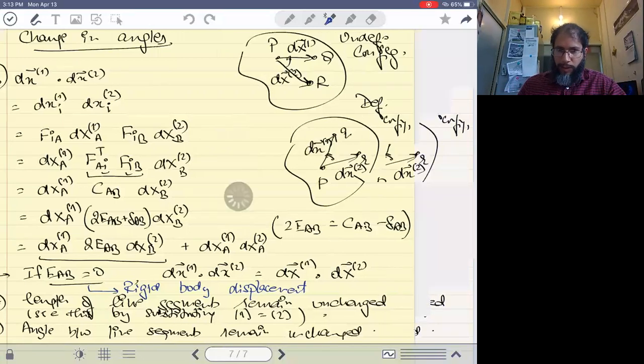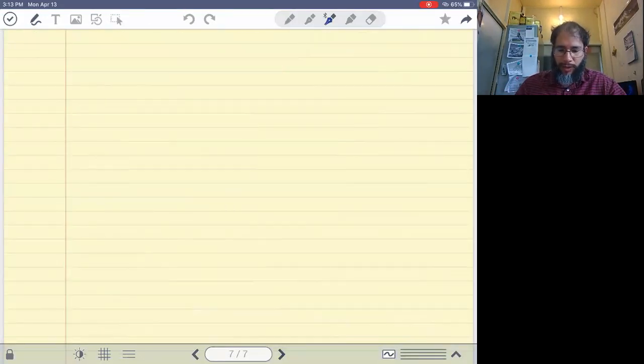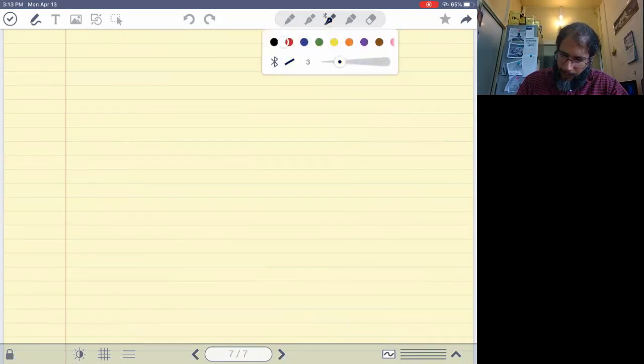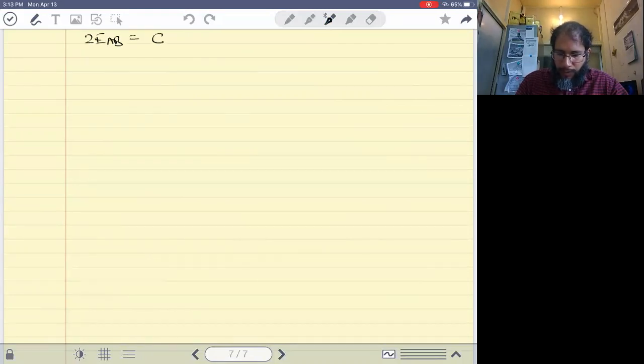Now, what we have seen is that EAB was written in terms of a deformation gradient tensor. If I remind you again, this was C minus I, where C was F transpose F. So if I give you the value of F, the deformation gradient tensor, then you can use that to calculate the value of a Lagrangian finite strain tensor.